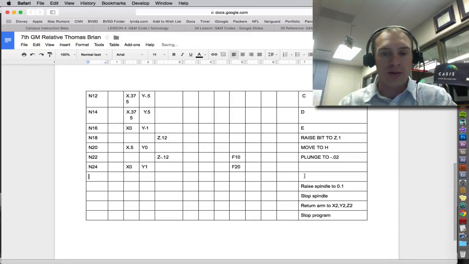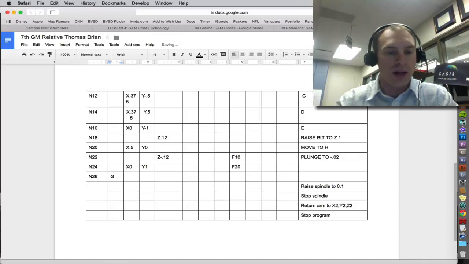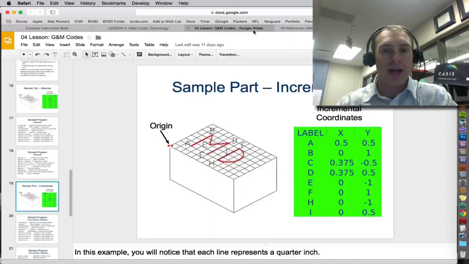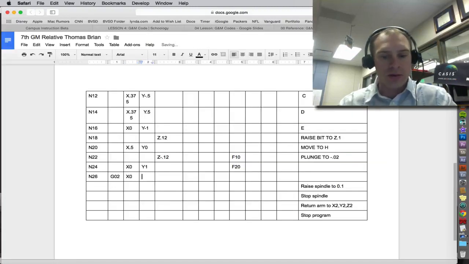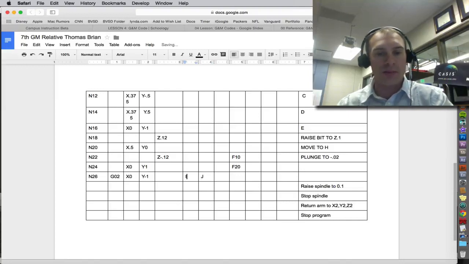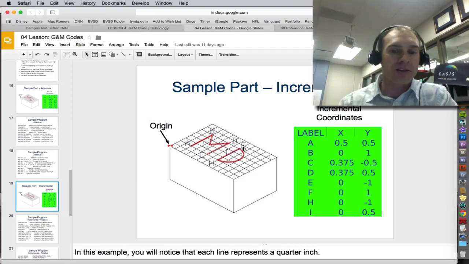We need to insert a row because I have one more thing. I need to do a circle, and remember circle clockwise is G02, and I am going from F to H. So F to H is actually down 1 inch, X0, Y negative 1. So X0, Y negative 1, and I'm going about my center, my I and my J, so this represents my X and Y coordinates, a center of X0 to get from F to H, and Y negative 0.5.